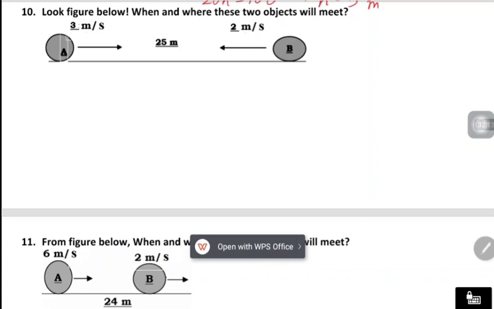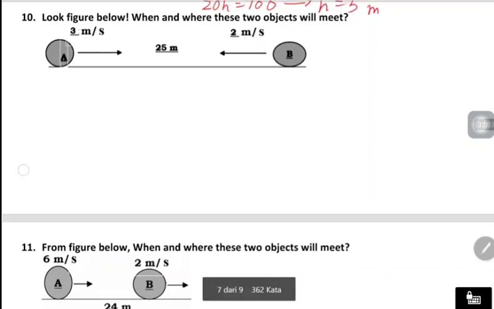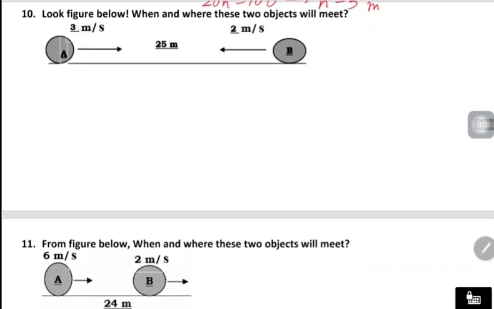Okay, we look at the condition. For these two objects to meet, the distance traveled by them has to equal the separation distance, 25 meters. So we write the condition: distance traveled by A plus distance traveled by B is 25 meters.